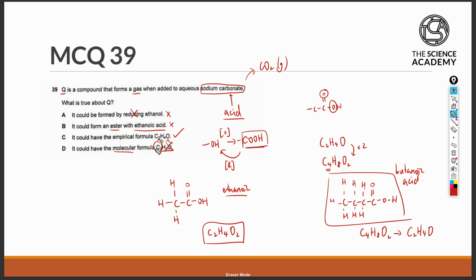This molecular formula does not tally with the formula given. Hence, this formula given is not that of an acid, specifically ethanoic acid with 2 carbons. Therefore, option D can also be eliminated, leaving us with C as the correct answer.